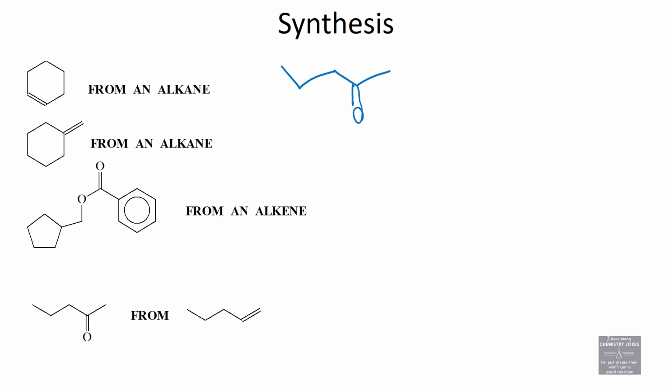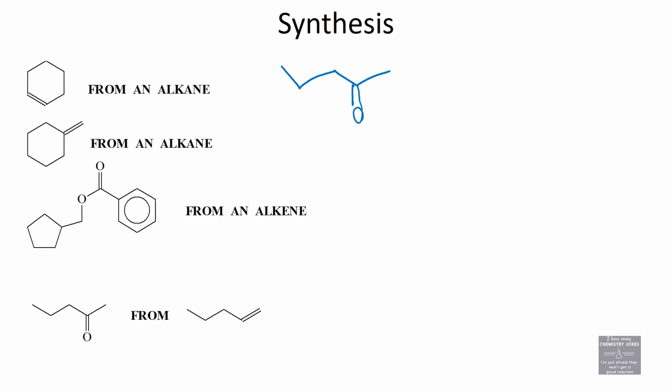If I want to make this thing, how do I do that? So the first thing to check is this has 5 carbons. The thing I'm allowed to start with has 5 carbons, so I don't need to make any carbon-carbon bonds. That's good. Phew. All right.